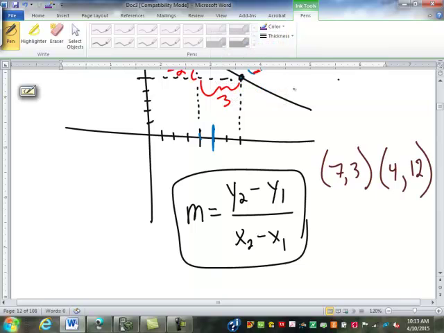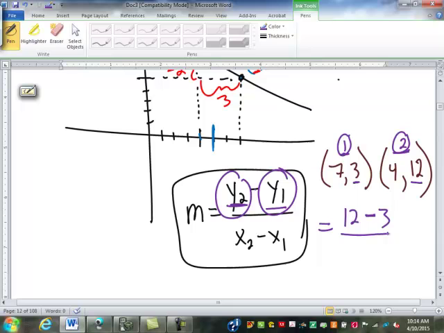What I do, since this is y2 and y1, I pick one of them to be point 1 and the other one to be point 2. It really doesn't matter which one's which, so I always just go 1, 2, just like that. And what this formula is saying is to find the slope, I take the y coordinate of point 2. So here's point 2, its y coordinate is 12. Then I'm going to subtract the y coordinate of point 1. So here's point 1, the y coordinate is 3. What's 12 minus 3?